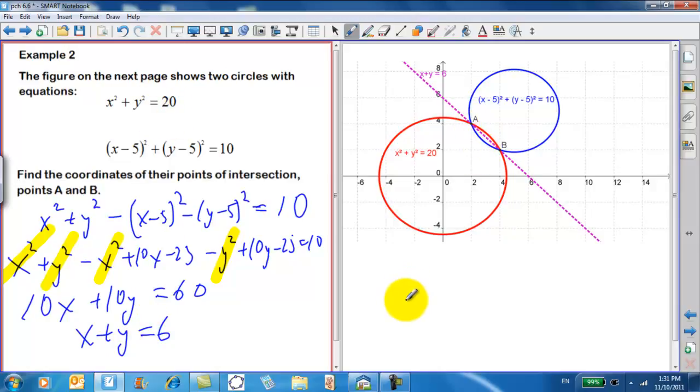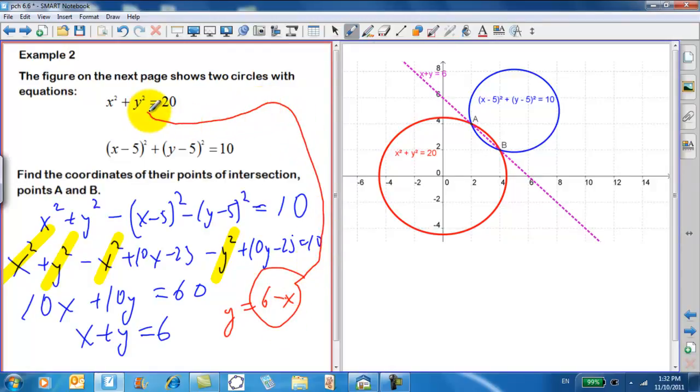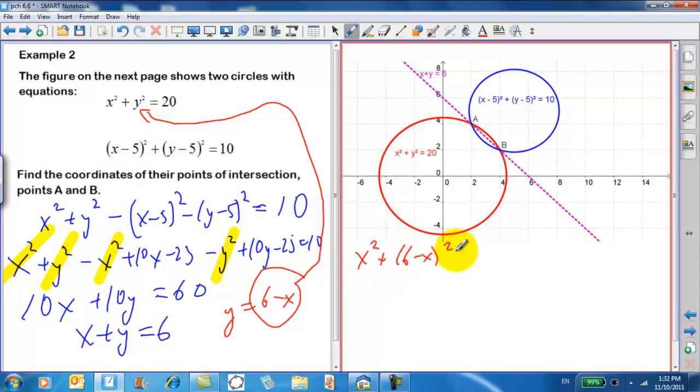Okay, so now what we can do is take on this algebraically. We can look at the equation x plus y equals 6 and solve it for y as a function of x. So here we go. y equals 6 minus x, and put that into the easier equation. So we end up with x squared plus (6 minus x) squared equals 20.